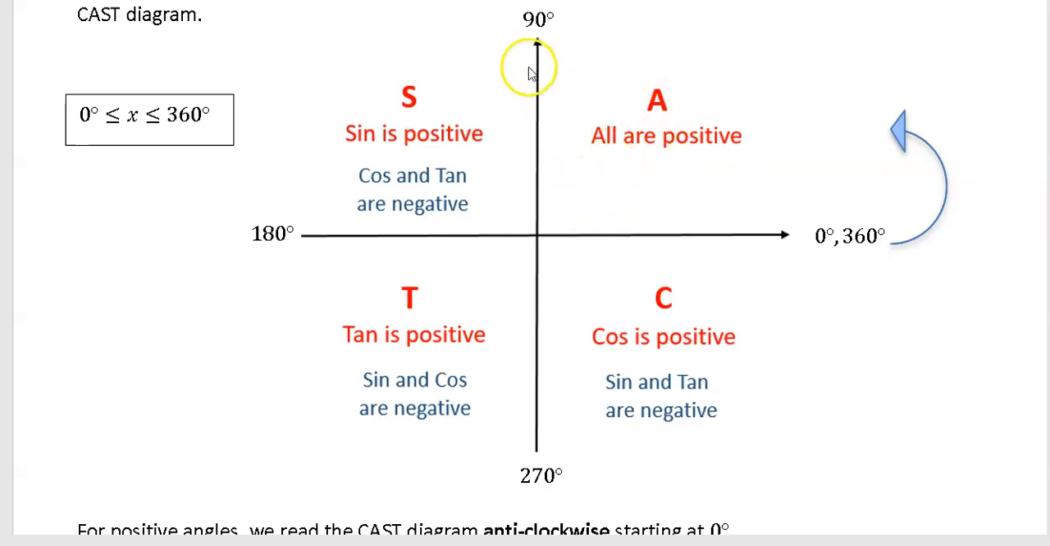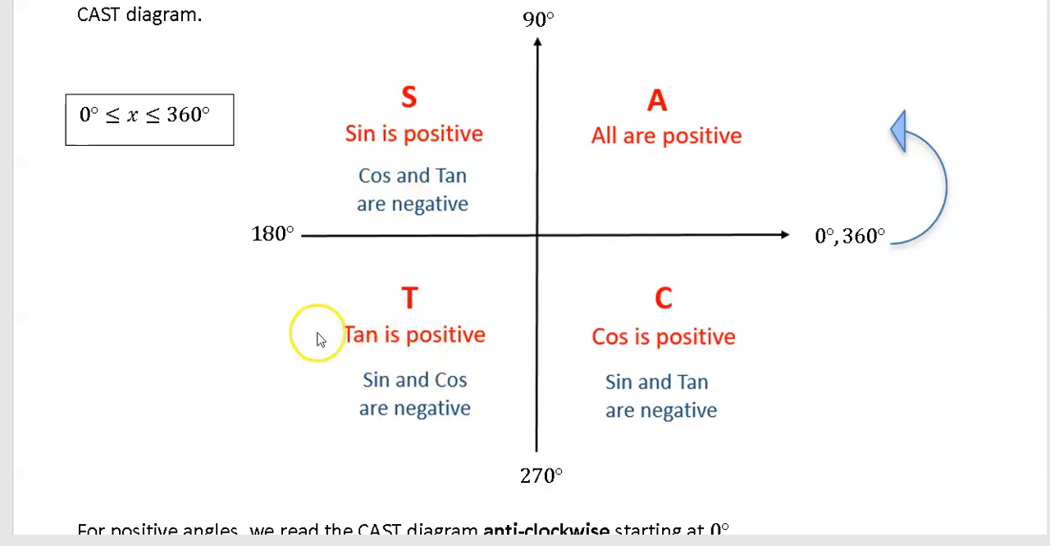Now, if you then go from 90 degrees to 180 degrees, and pick an angle in between, I'm going to pick 150. If you did sine of 150 in your calculator and pressed equals, it will give you a positive number. If you did tan of 150, it will give you a negative number. And if you did cos of 150, it would give you a negative number. So this is the S section. It's called S because sine is positive.